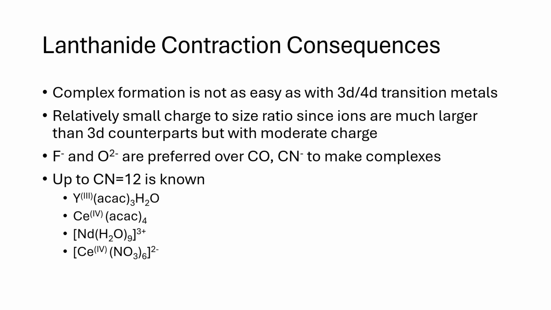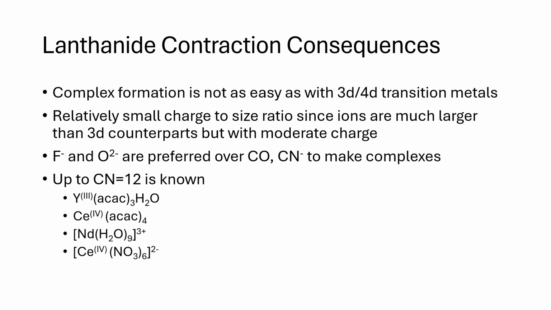So although they don't form as many complexes as we would have observed with the 3D and the 4D transition metals, they do form complexes. They tend to want to be bound to oxygen and fluoride-based ligands. To a lesser extent, of course, chlorine, and to a much lesser extent, bromine and iodine-type ligands. But when they do so, they may form complexes with very large coordination numbers.